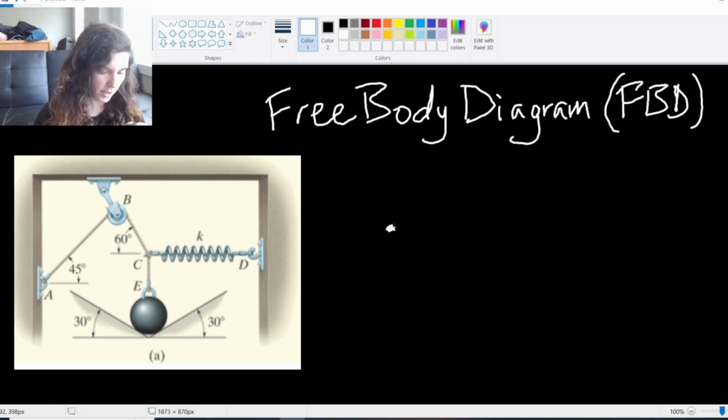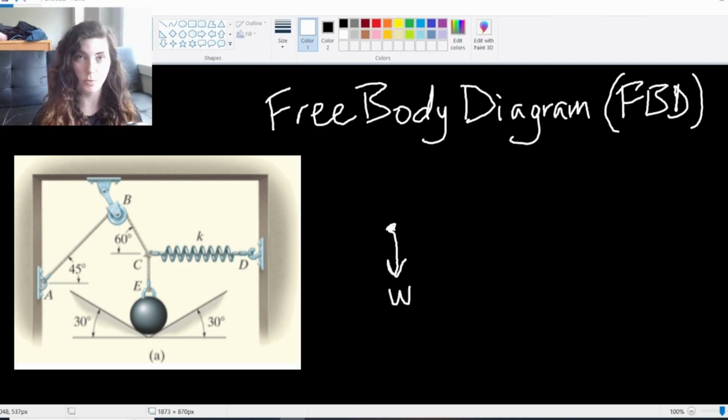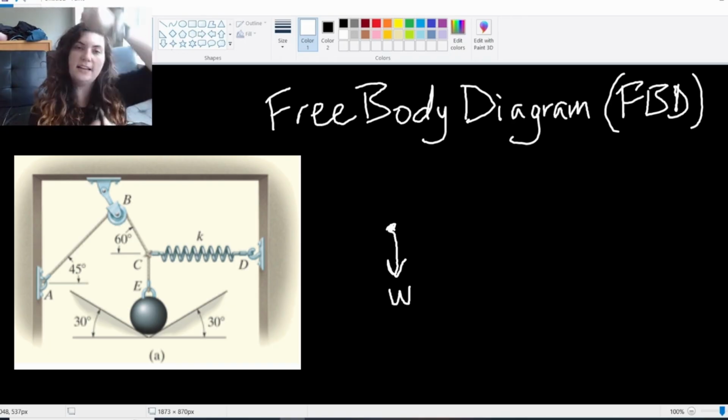I'm looking at the ball itself, I'm representing it as just a point. So what that ball is experiencing is, of course, the weight of itself pulling down. It also has the force of cable CE holding it up. There is tension in that rope.